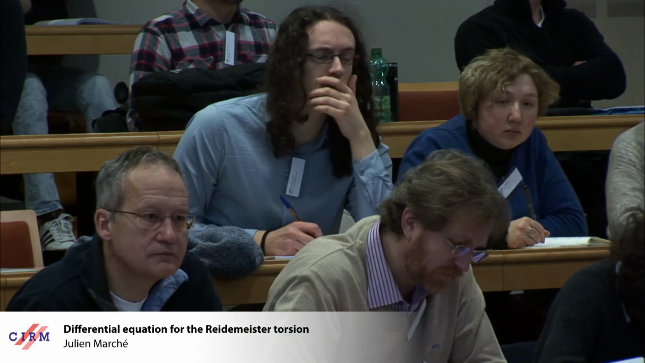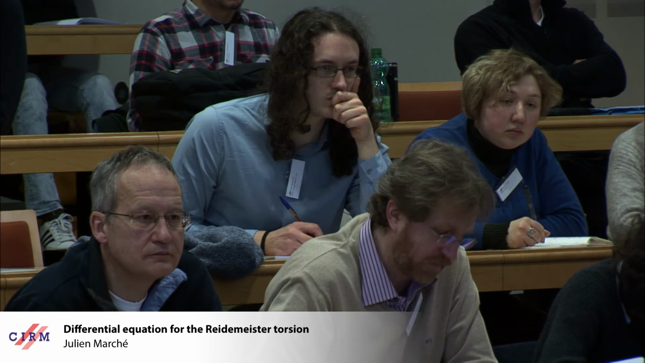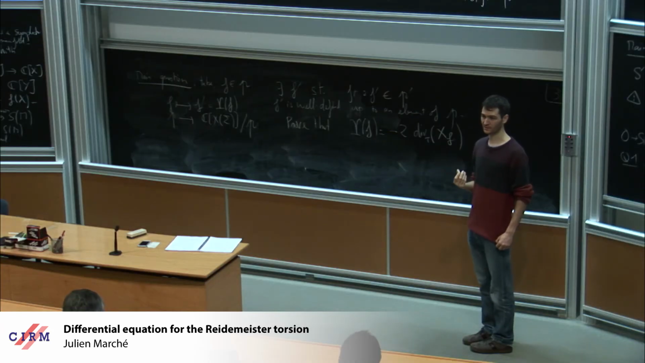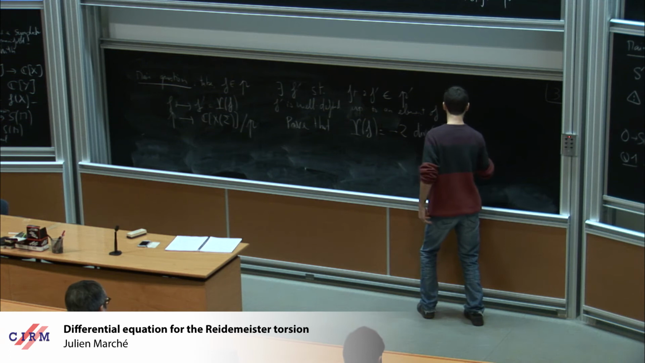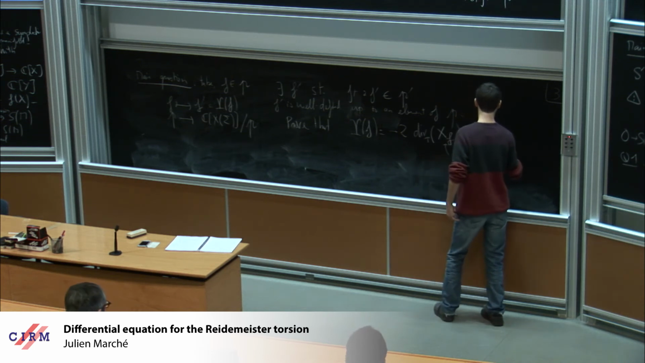So x of f, what is x of f? It's a Hamiltonian vector field, it's a symplectic gradient. If you have a function on a symplectic variety, you have a gradient, relatively to the symplectic structure. So this is the symplectic gradient.